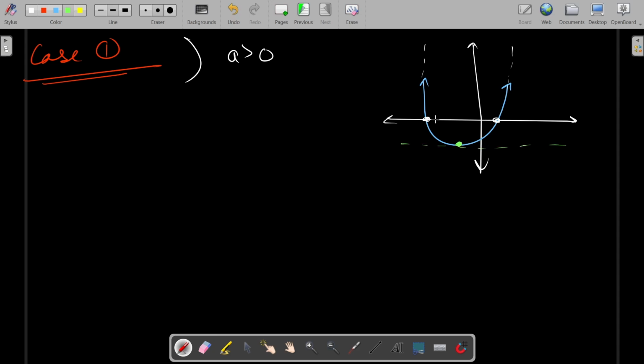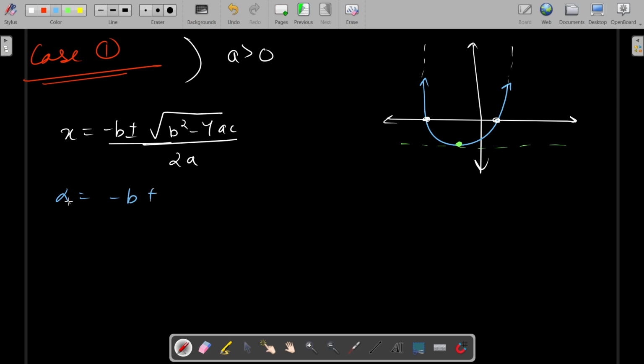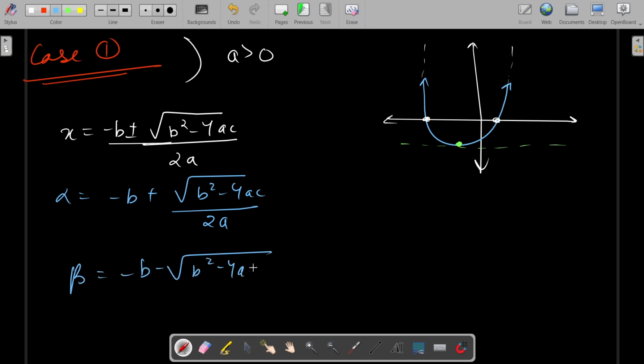Now, what is this point? From the quadratic formula, we know that x is equal to minus b plus minus under root b squared minus 4ac upon 2a. So we can write alpha, which is one of the roots of the quadratic equation, is equal to minus b plus under root b squared minus 4ac over 2a, and beta is equal to minus b minus under root b squared minus 4ac upon 2a, because those are just the two roots of a quadratic equation.